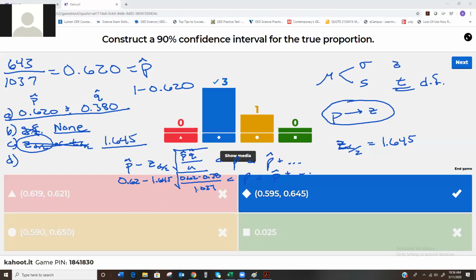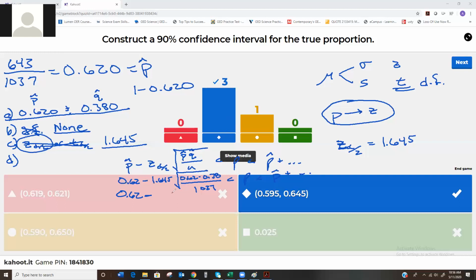So what did you guys get for that one? What did you guys get for the margin of error? What did you subtract? I got 0.595. Ooh, I didn't get that. No, we got 0.025 if I round. Oh, yeah, my bad, I was talking about the answer. Oh, yeah, you're right. So it's 0.025.